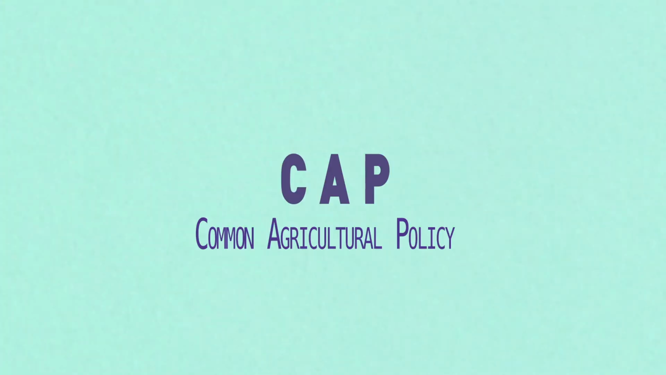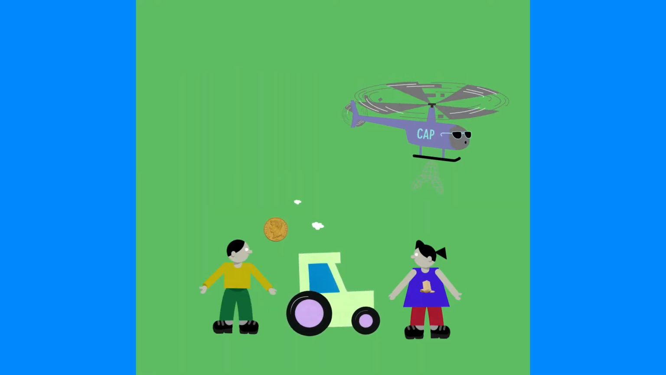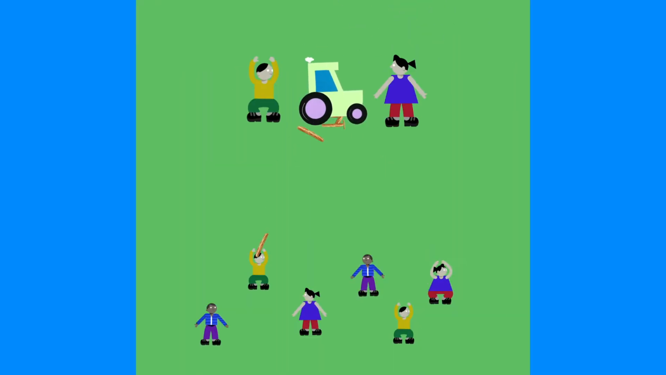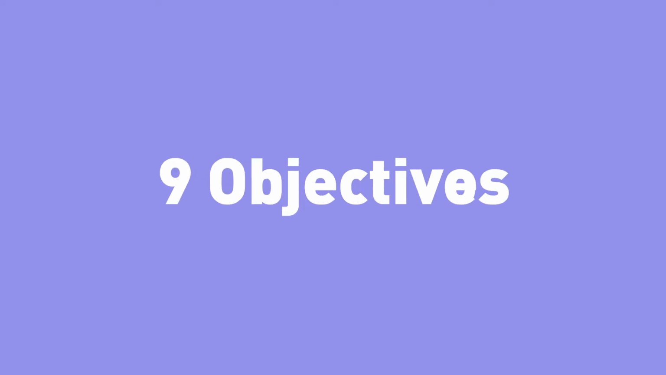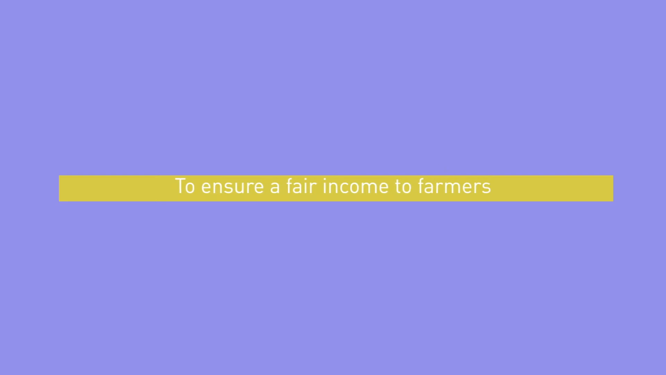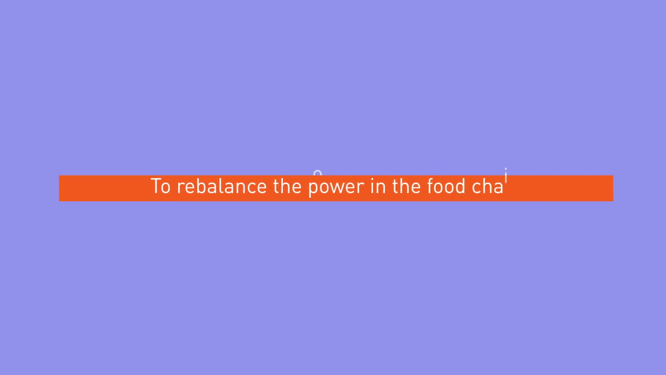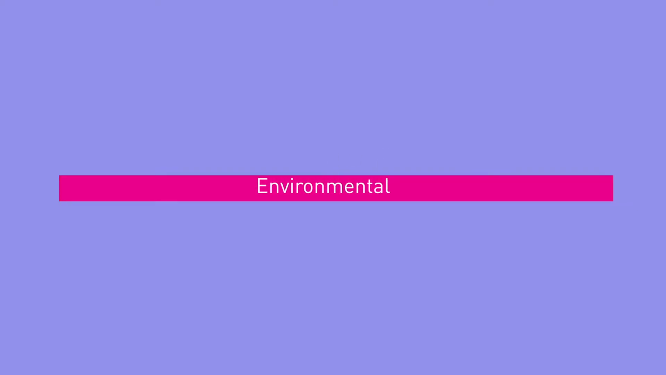Common Agricultural Policy, or the CAP, is a policy that sets the agenda for EU agriculture by providing subsidies to farmers, among other things, to ensure that all citizens have sufficient and good quality food. This policy has the following 9 specific objectives: to ensure a fair income to farmers, to increase competitiveness, to rebalance the power in the food chain, climate change action, environmental care, to preserve landscapes and biodiversity, to support generational renewal, vibrant rural areas, to protect food and health quality.